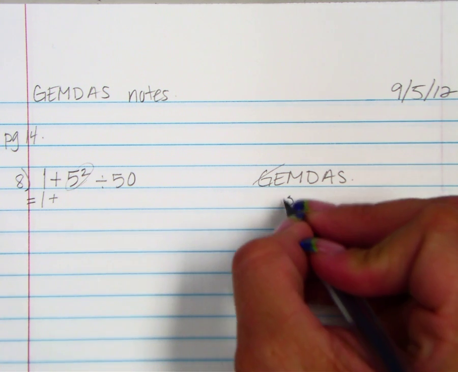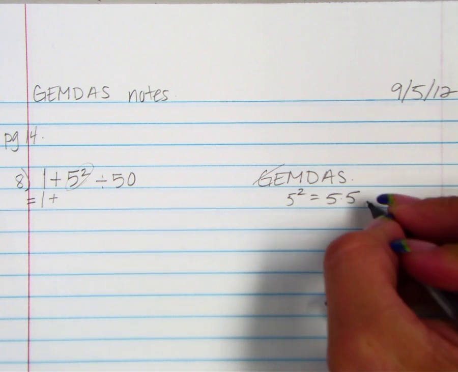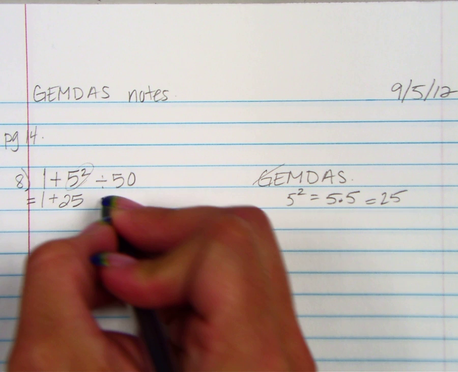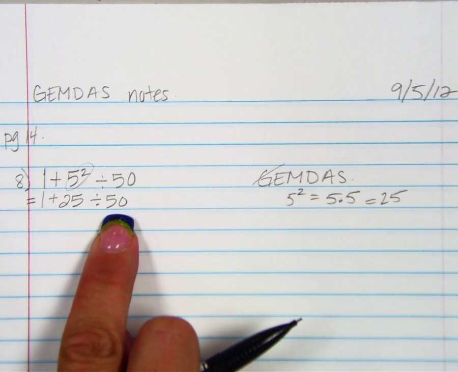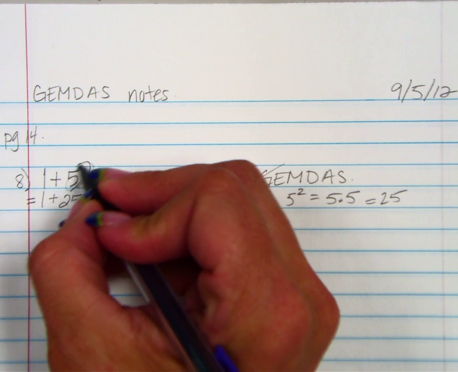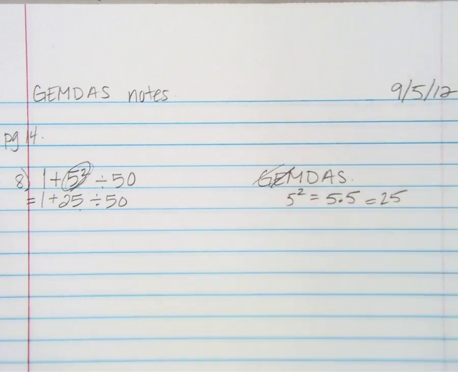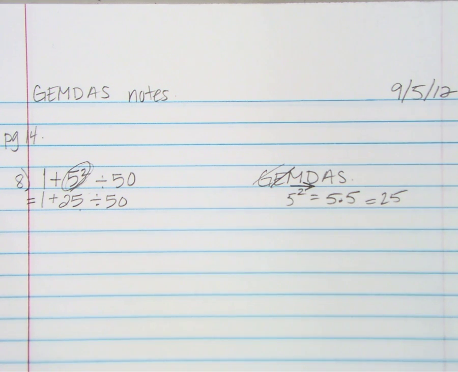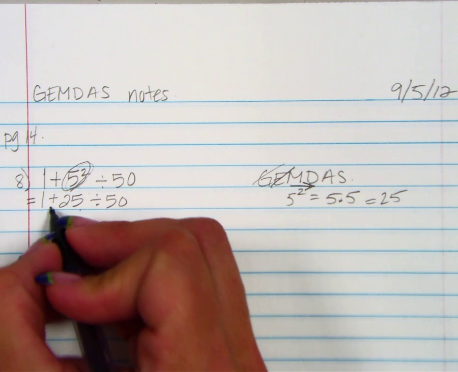5 squared is really 5 times 5, and 5 times 5 is 25. So I'm going to write 25 in here, divided by 50. Leave the rest of my problem alone. The only thing I solved in this first step is that I dealt with the exponents. I'm done. So I'm moving on to multiplication and division in a left to right fashion. So I cannot touch this addition sign. I have to do my multiplication and division first.